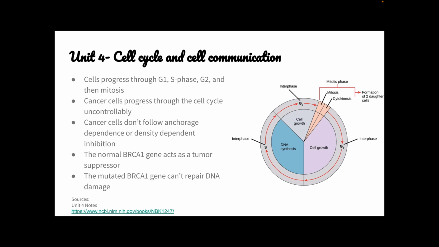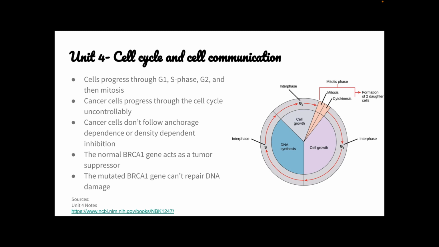G2 is when cells get their organelles prepped. They're prepping for mitosis. Certain organelles that are needed for mitosis are prepped. And then mitosis is when the cell separates. You have prophase, metaphase, anaphase, telophase, and then cytokinesis.